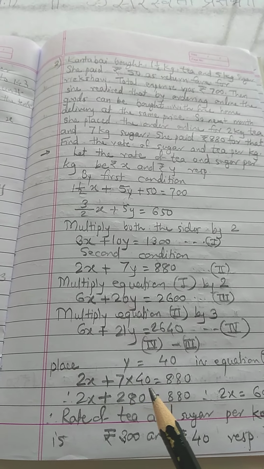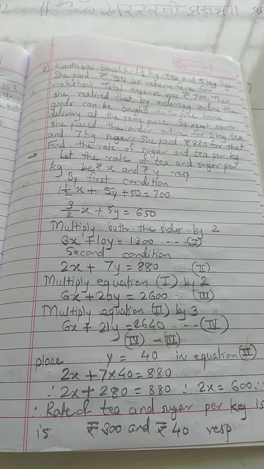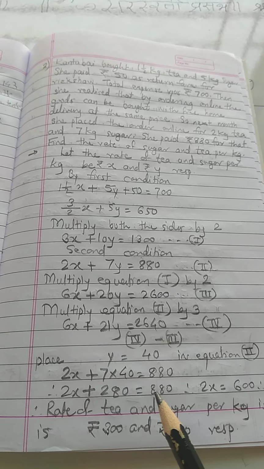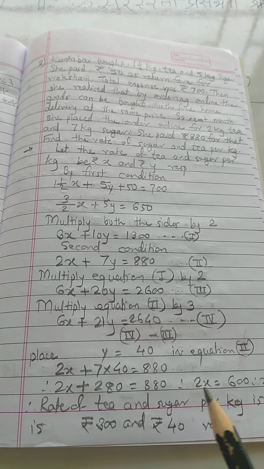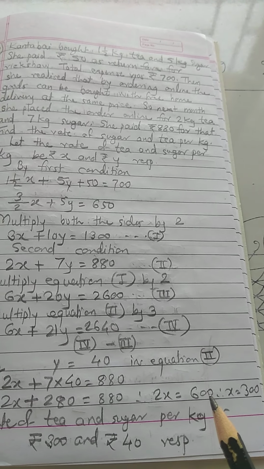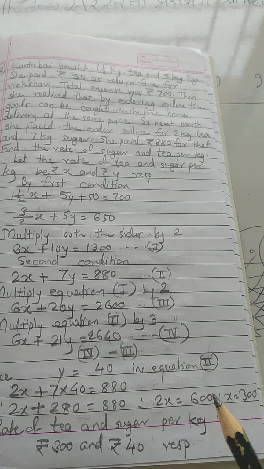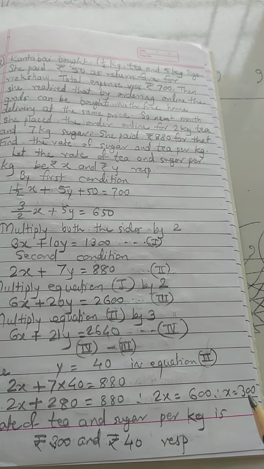7 into 40 will give you 280. 280 will go to that side and will become minus 280. 880 minus 280 will give you 600. Therefore, 2x is equal to 600. Into 2 will become upon 2. 600 upon 2 will give you 300.